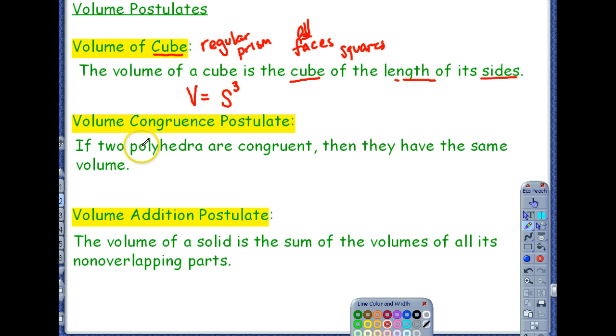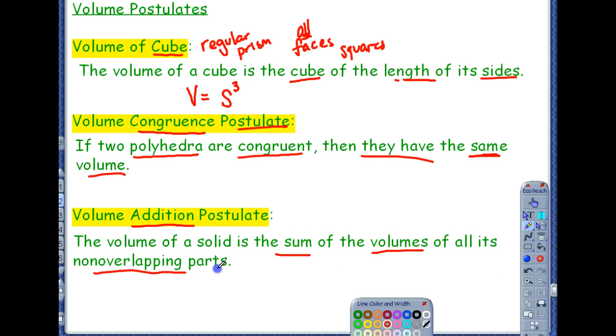Right. Exactly. Okay. Now, the volume congruence postulate says that if I have two polyhedra that are congruent, so any two solids that are congruent, okay, then they will have the same volume, which kind of makes sense. If they're congruent solids of any sort, really, they should have congruent volumes too. The volume addition postulate says that if I have, well, let me just read it first. It says the volume of a solid is the sum of the volumes of all of its non-overlapping parts.